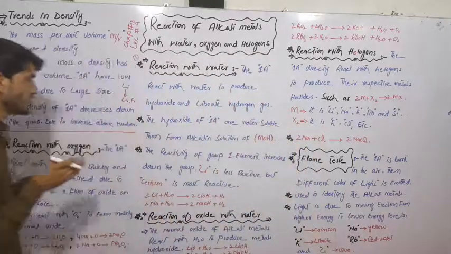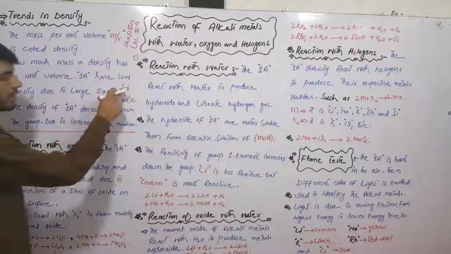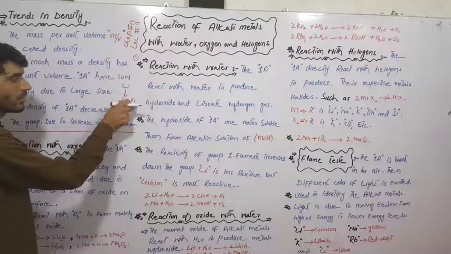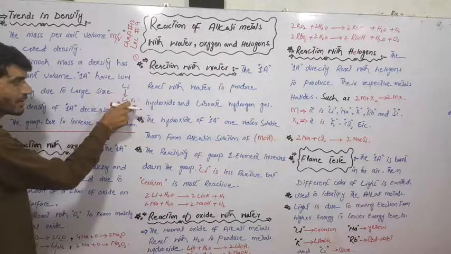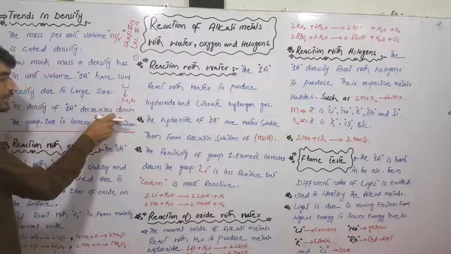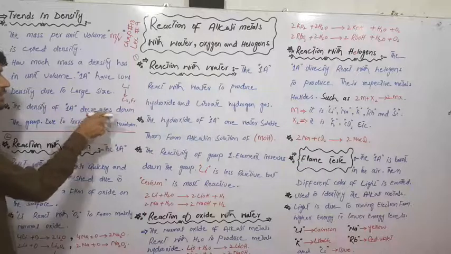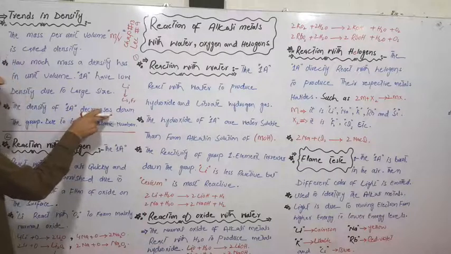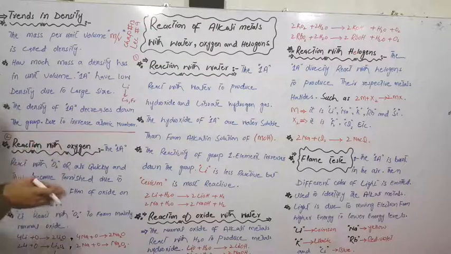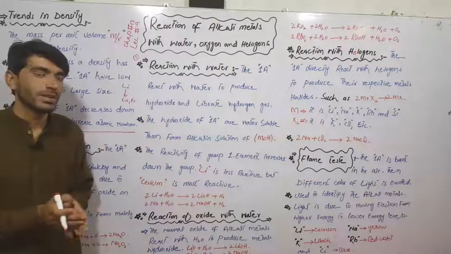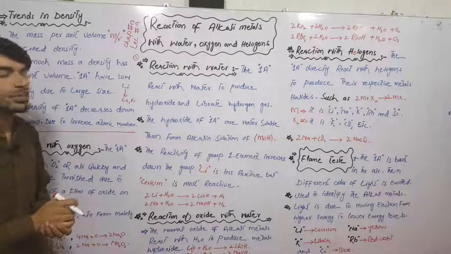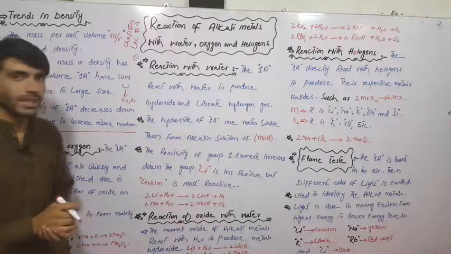Why do they decrease? Whenever we come from lithium to cesium or francium, the atomic number increases, shielding effect increases, force of attraction decreases, so it affects the density. That's why density decreases down the group. Clear? So these few points which I delivered are related to density. But our main topic for today is the reaction of alkali metals with water, oxygen and halogen.